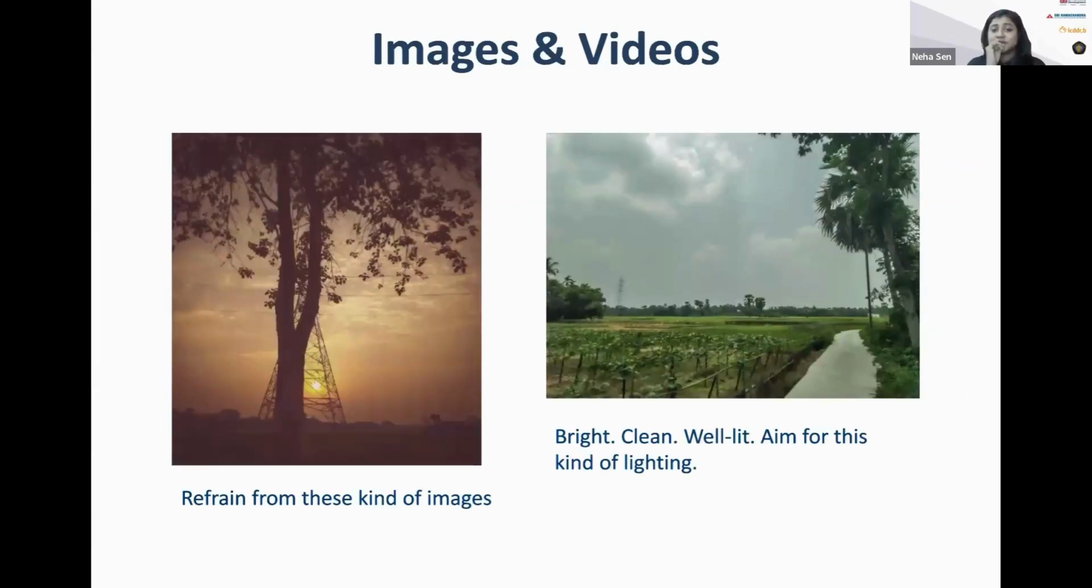Now, this is an example of lighting. The left-hand side, I would strongly urge you to refrain from these kinds of images. These are art exhibition, gallery kind of lighting, dark, moody, with the sun from the back and things like that. Try to aim for a bright, clean, well lit image that is represented by this example here.